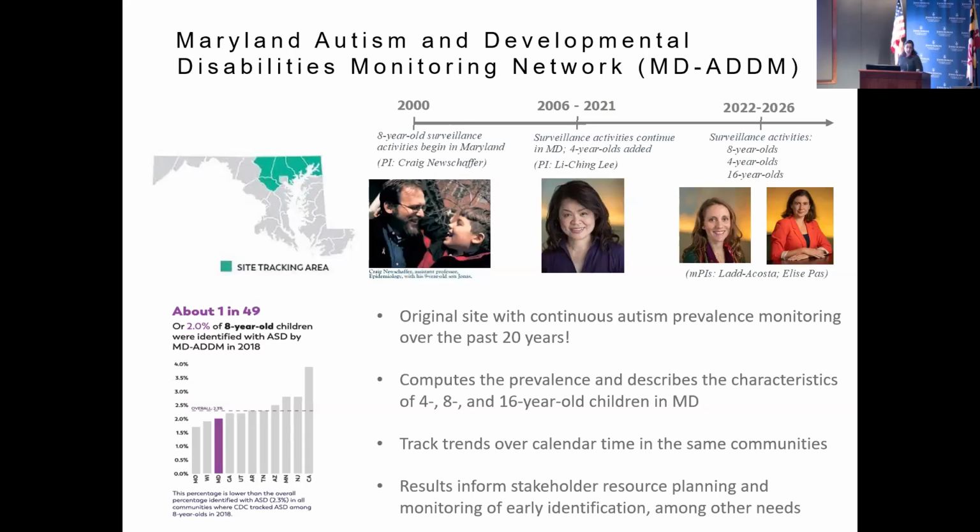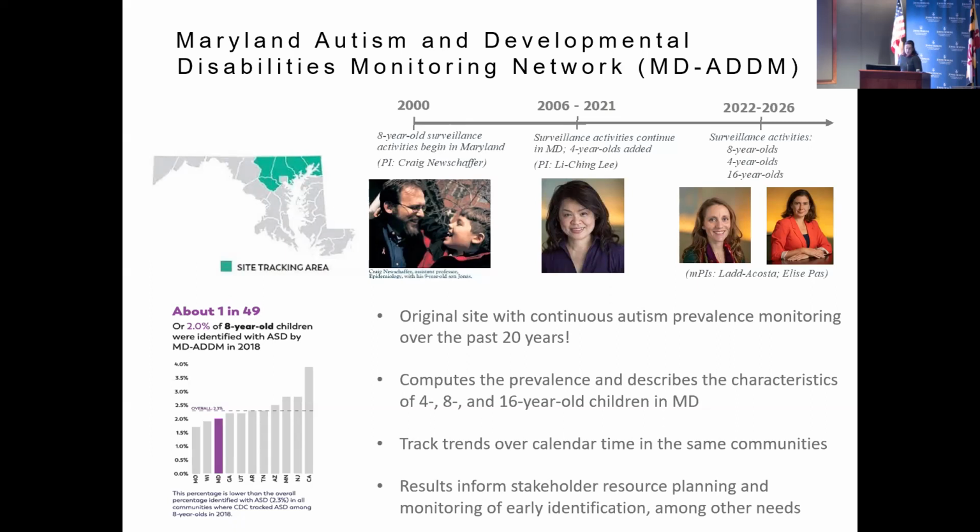What this study does is it's the autism surveillance study. So if you've ever heard of those numbers of 1 in 44 kids or 1 in 50 kids has autism in Maryland, this is the study that produced that data. It's one of the original sites. As I said, it started in 2000 and is one of the only sites that has had continuous prevalence monitoring of autism for the past 20 years.